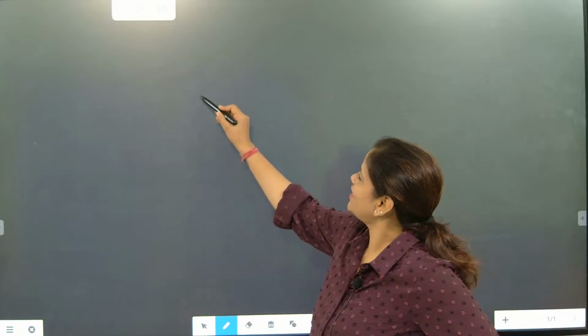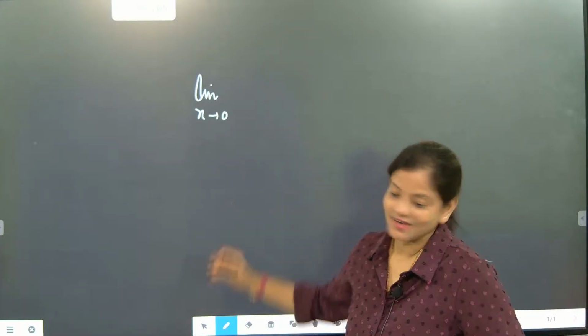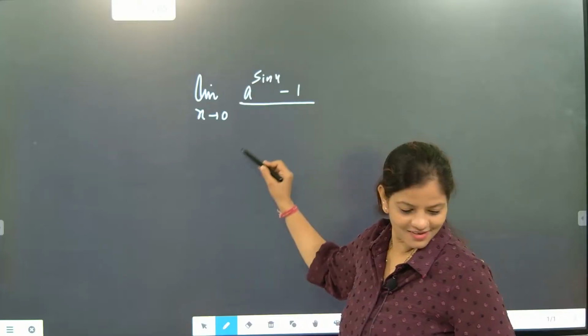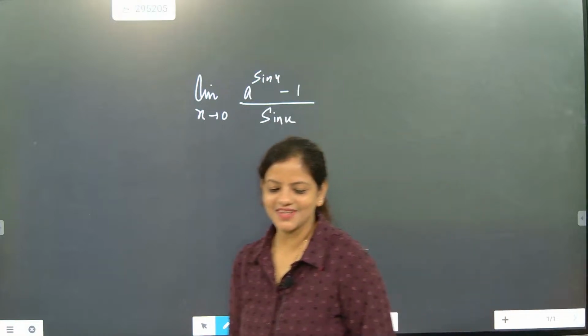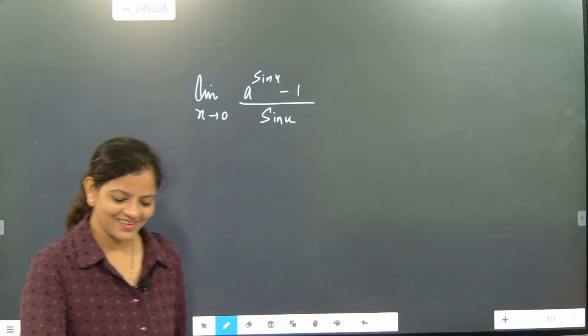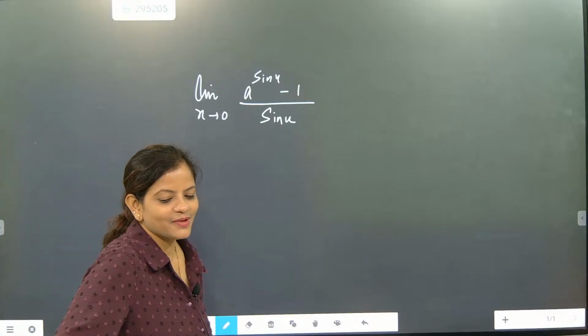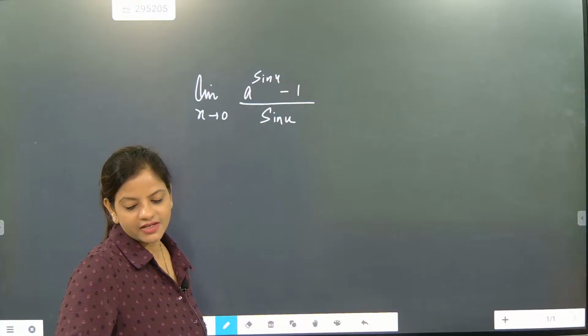You move this question. Only one thing: you try to touch this question and solve. Touching this question itself is tough, difficult. Come on, challenge question from my side. Come on, go for it. A to the power sin x minus 1 by sin x.